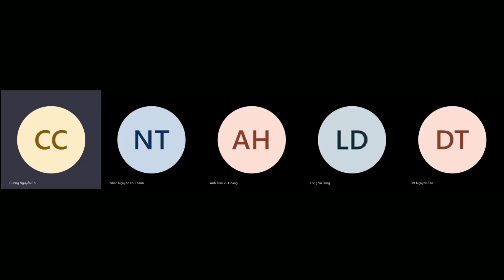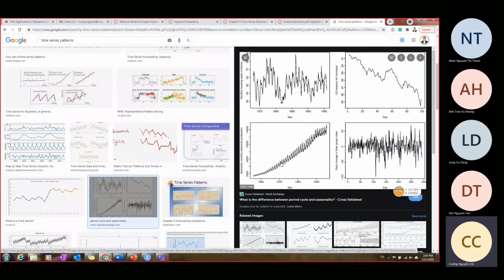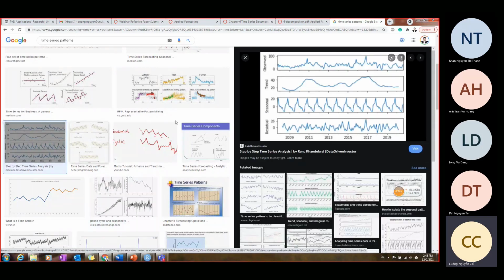Also, it has a repeated pattern every year, so it also has seasonality. That's the main thing right now. So people think that with a time series, actually it can be decomposed. It means it can be separated. It can be divided into different patterns.